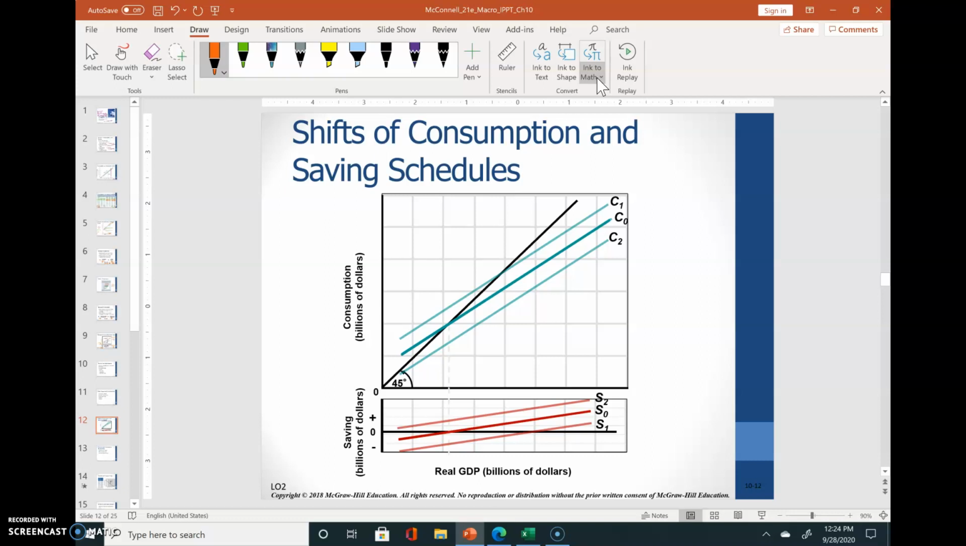If you look at this graph here, when the consumption schedule shifts up from C0 to C1, simultaneously the savings schedule will shift down from S0 to S1. When the consumption schedule shifts down from C0 to C2, the savings schedule shifts up from S0 to S2. These are the simultaneous shifts we are talking about.